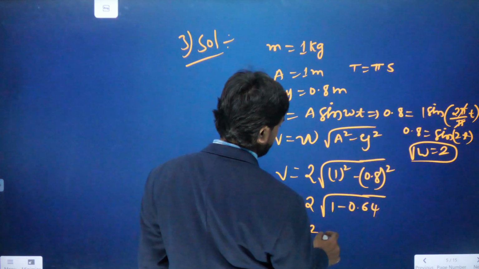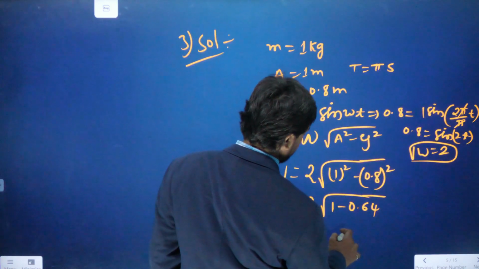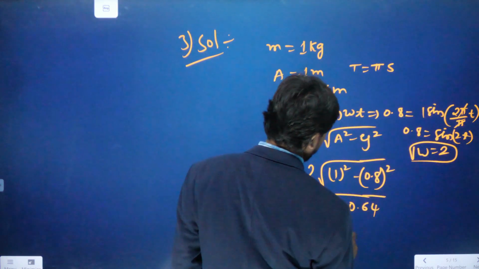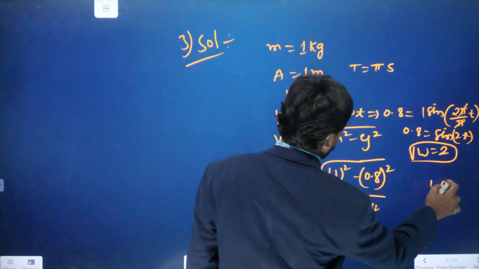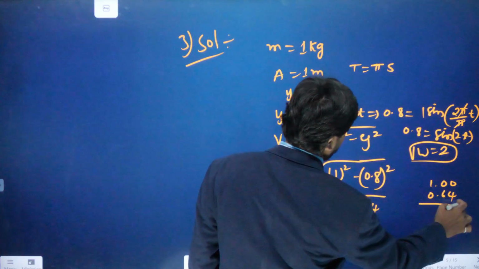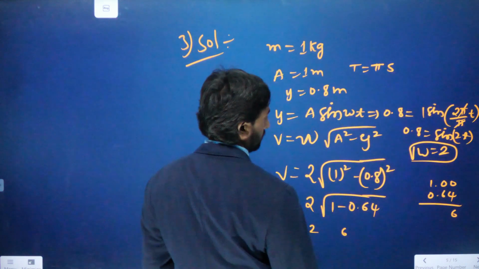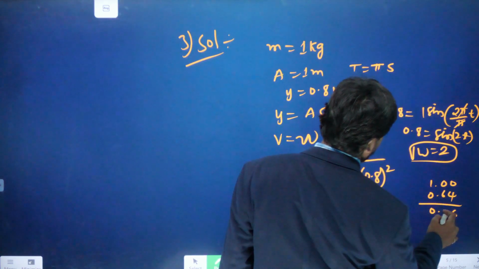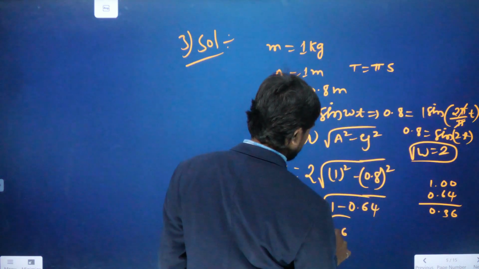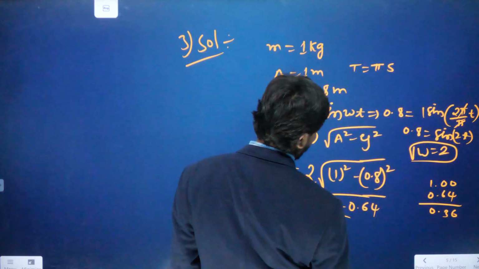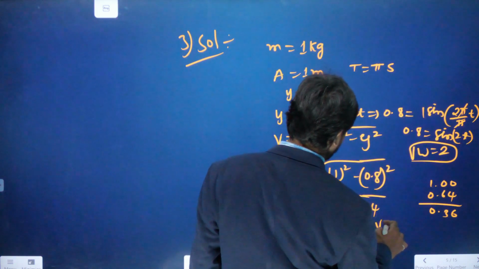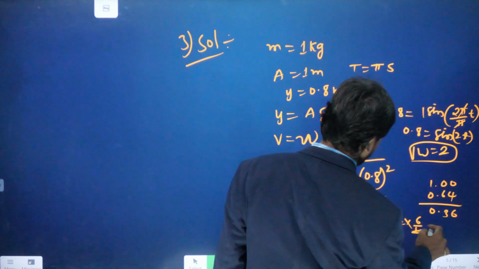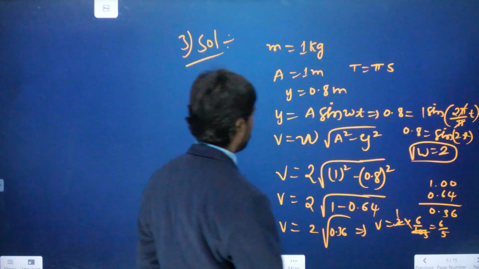So what do we get for that? 1.00 minus 0.64 gives 0.36 remaining. That means v is equal to 2 into 6 divided by 10, so that is 6 by 5.